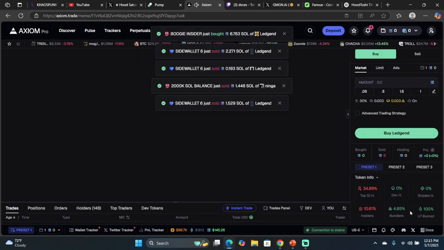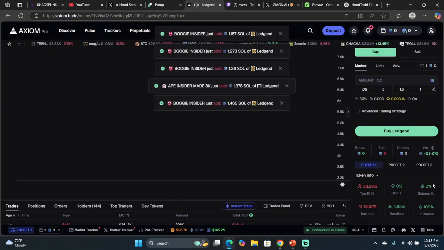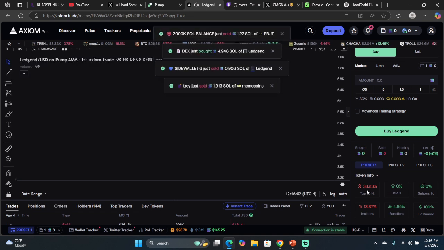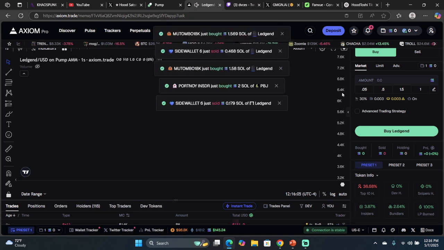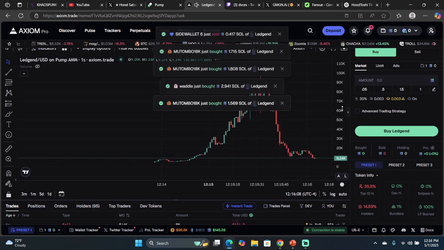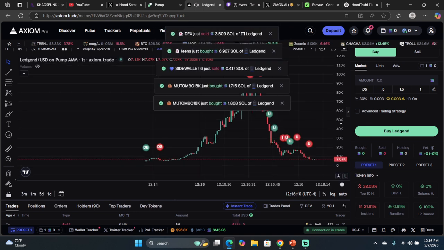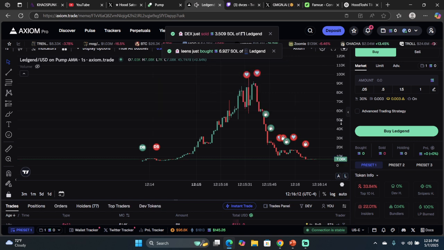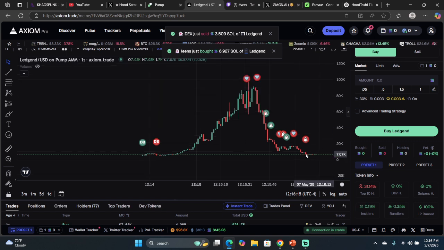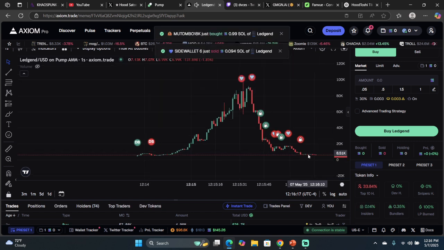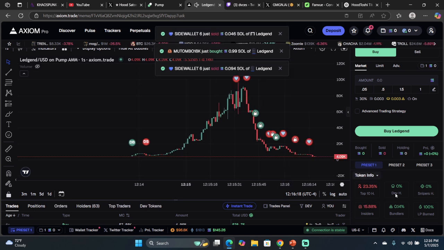And also what you want to look at is the bundles and the devs. Now the devs hold 30% of this coin, which means that they hold like most of what it's worth, right? And if they sell, then the chart's gonna nuke. It's gonna go down. So as you can see, it's down to 7,000, 6,000. It's gonna go down to 4,000, and they're in and out of this one, right?